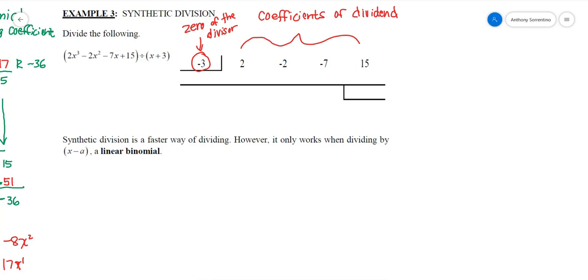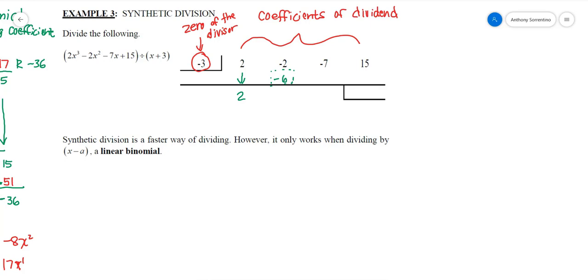And then once I have this set up, how I carry this through is as follows. I start with this number up here, I bring it down below the line and just say 2. To create a new number that goes right here, I'm going to multiply the negative 3 I have in this half box to the upper left times this 2. So I'm going to do negative 3 times 2 and get a minus 6.